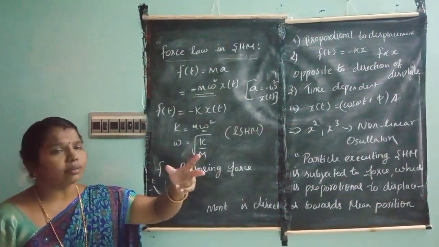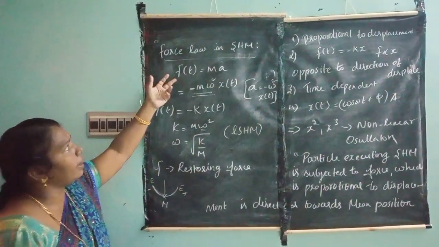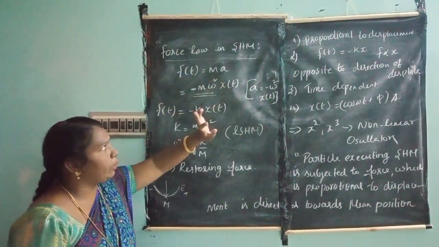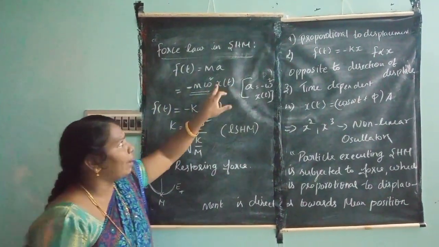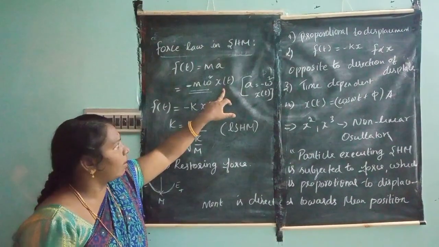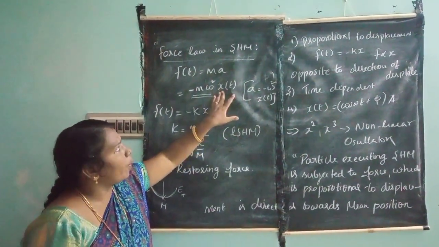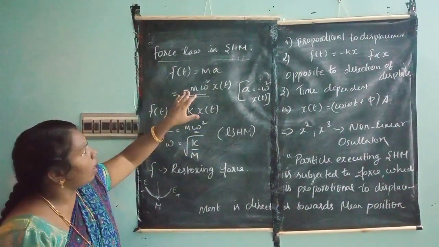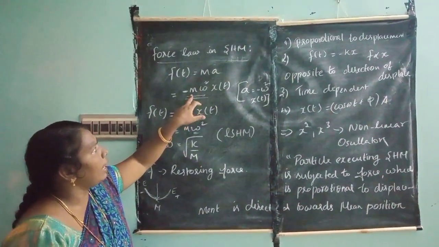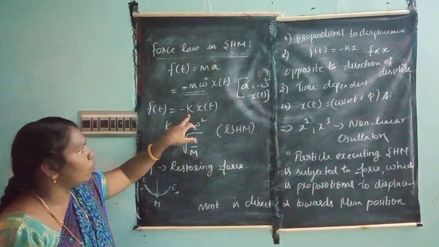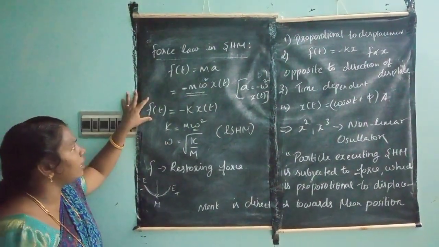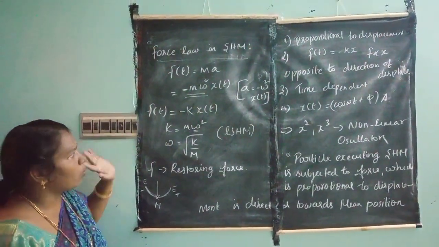According to Newton's law, the force law can be taken as f of t equals m into a. Instead of acceleration, I am writing omega square x of t, so I am taking the acceleration as omega square x of t. Substituting these values and taking m omega square as the force constant k, this is the restoring force of simple harmonic motion.